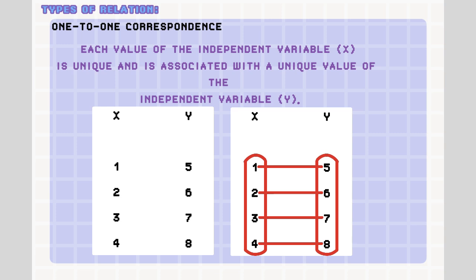Imagine assigning unique student ID numbers to students in a school. That's an example of a one-to-one relationship.